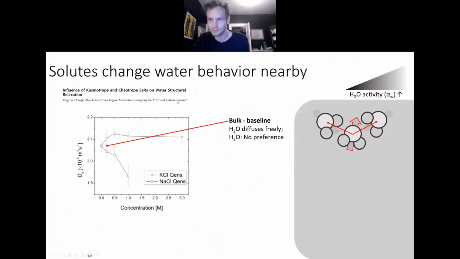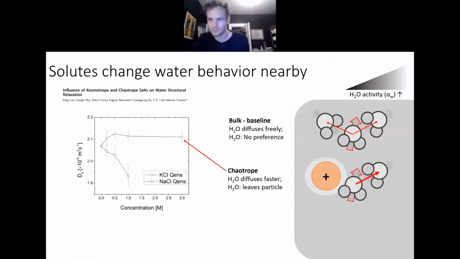So to understand kosmotropes and chaotropes, I like this paper, The Influence of Kosmotropes and Chaotrope Salts on Water Structural Relaxation. And at the baseline or in bulk water with no salt, water diffuses freely. So if you have one water molecule and it wants to hang out with one molecule or the other, it has no real preference and can diffuse freely. But then when you add salts like potassium chloride, which is a weak chaotrope, they find that water diffuses faster in the presence of potassium chloride. And this is really peculiar.